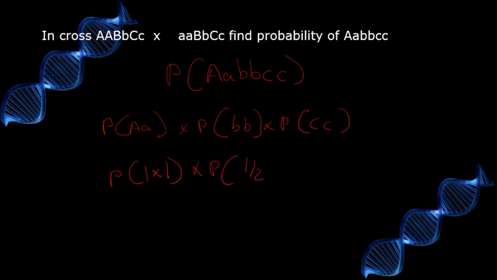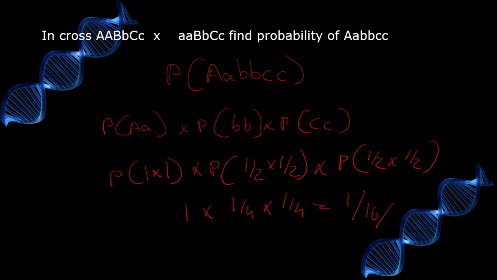And again it is the probability of getting small b, so again the value will be 1 by 2, multiplied by the probability of getting small c. In both also it is a heterozygous condition, the same condition as b, it will be 1 by 2 multiplied by 1 by 2. So here the probability will be 1 into 1 by 4 multiplied by 1 by 4 gives 1 by 16. The probability of getting capital A, small b, small c from these individuals is 1 by 16.